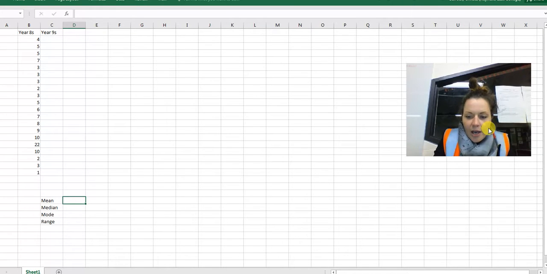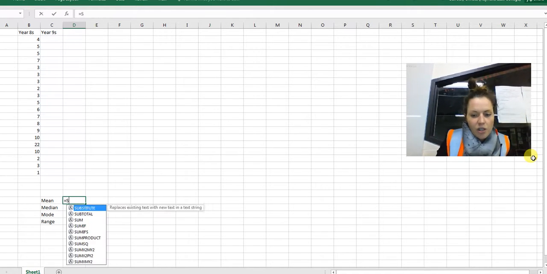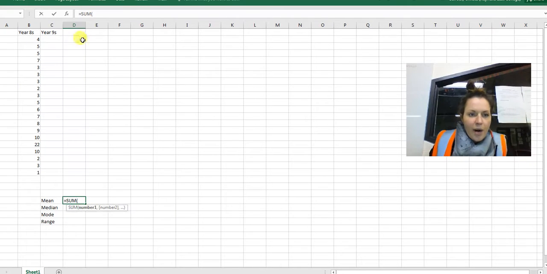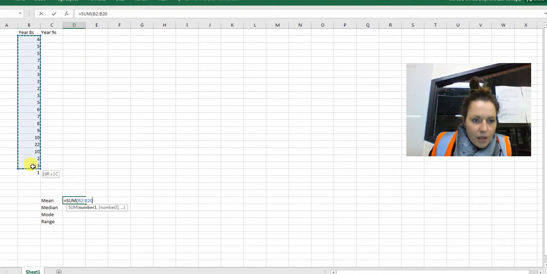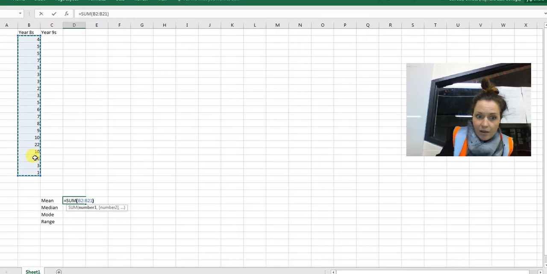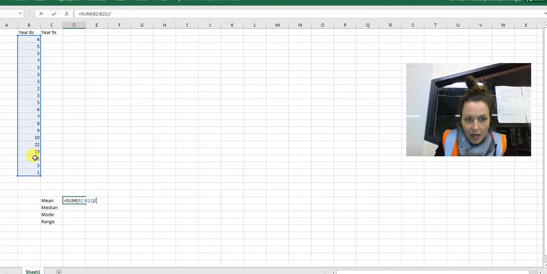So what you can do is you could individually go 4 plus 5 plus 5 plus 7 plus 3 plus 3 plus 2 plus 3 plus 5 plus 6 plus 7 plus 8, and you could add that on a calculator, or you could do it manually using paper. But in Excel, I'm obsessed with it. You can just go sum, open your bracket, close your bracket, divided by, and that's really important.